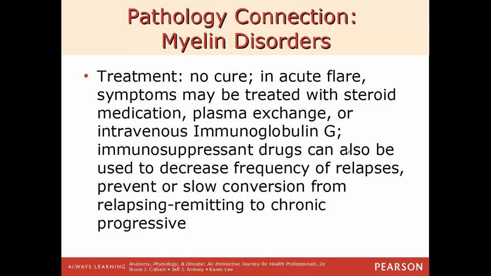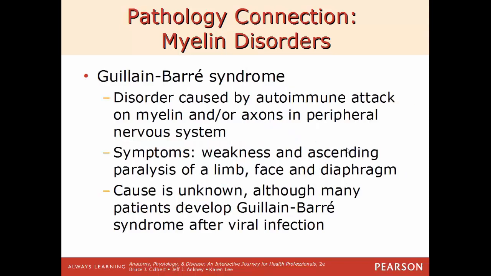Treatment, unfortunately, there's no cure for MS. In an acute flare-up, symptoms can be treated with steroids or plasma exchange or intravenous IgG, immunoglobulin G. Immunosuppressant drugs can also be used to decrease the frequency of the relapses, or also to prevent or slow the conversion from relapsing remitting to chronic progressive. But unfortunately, there is no cure for MS. You can manage symptoms, but there's no set cure for it. Another myelin disorder, Guillain-Barré.